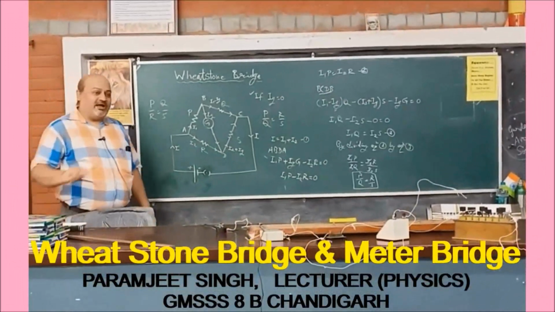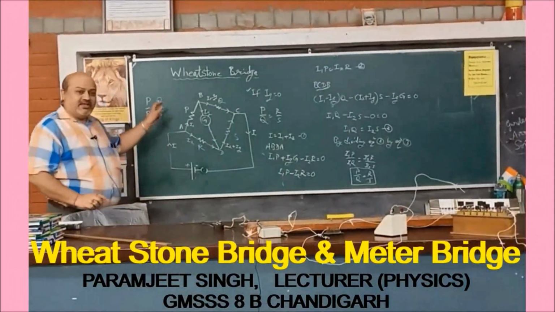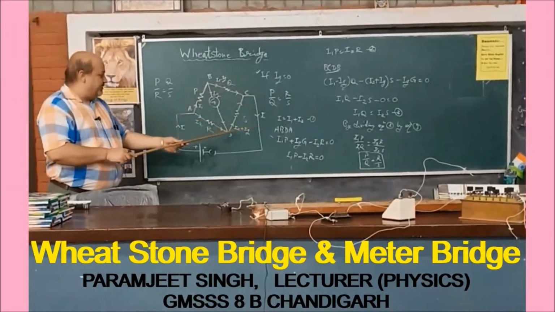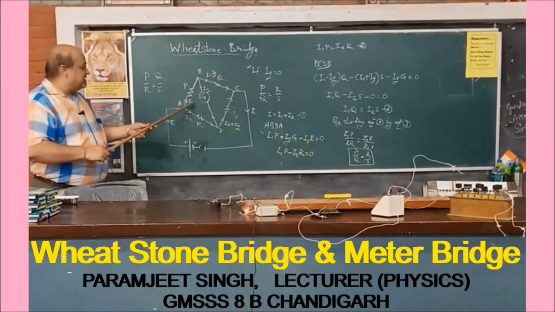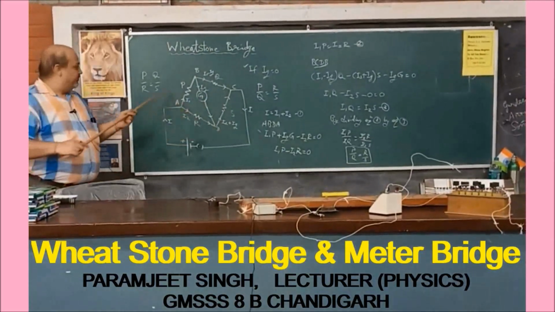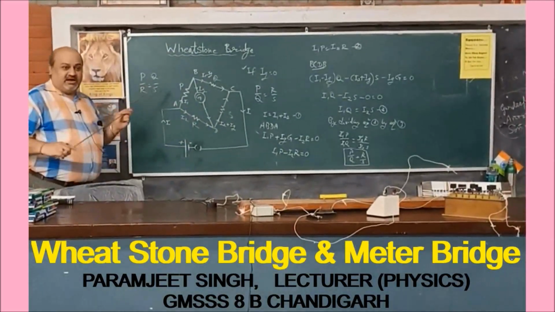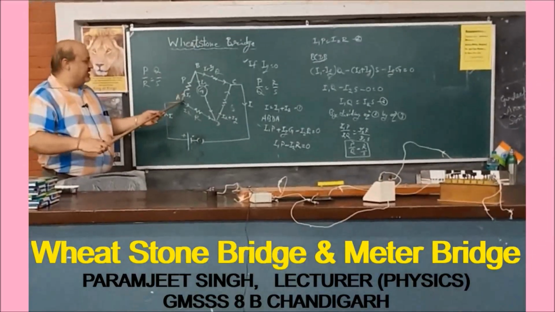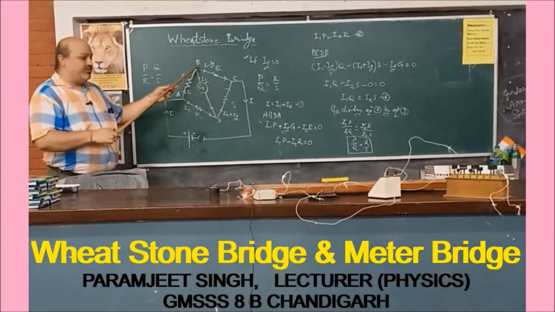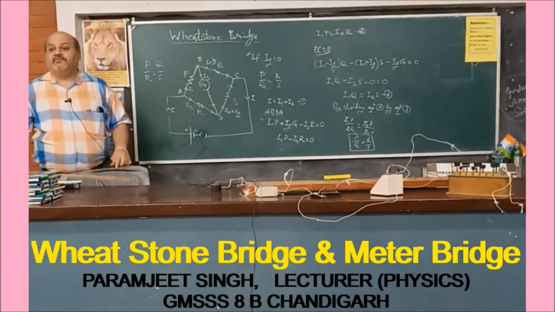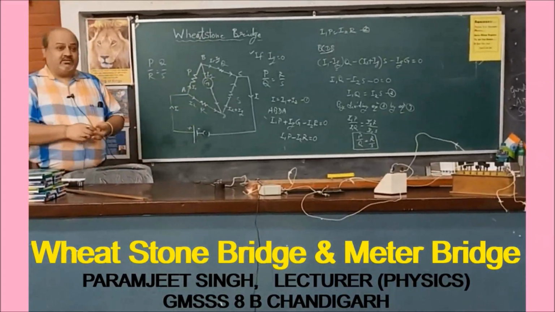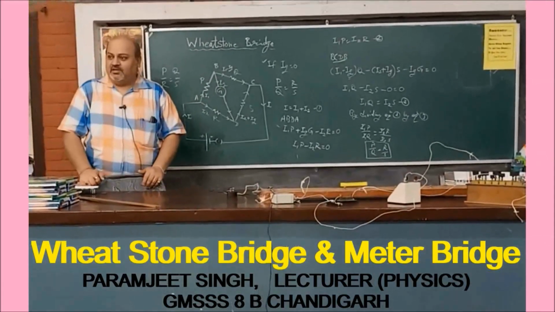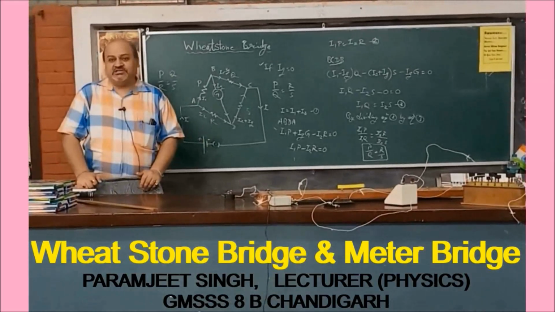So if you write P over R equal to Q over S, it means your battery is connected between B and D and the galvanometer is connected between A and C for this equation. And for the other equation, the source of EMF is connected between A and C and the galvanometer connected between B and D. So interchanging both will not change the result if the bridge is already balanced.